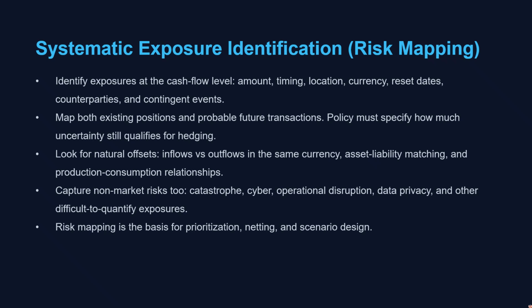This is important because many firms and banks hedge too early at the instrument level. They jump directly to a swap or an option before fully understanding the actual business exposure. That is the drawback. First, map the exposure. Then choose the treatment. You should identify both current positions and probable future transactions. This includes forecast sales, input purchases, refinancing needs, and contingent liabilities.